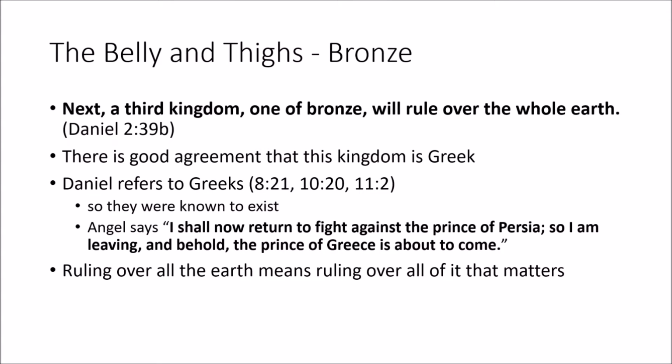And it says, next, a third kingdom, one of bronze, will rule over the earth. And all of the people who study this prophecy have a pretty good agreement that this is talking about the kingdom of the Greeks, kingdom of Greece. And Daniel actually was aware of the Greeks. We don't see much mention of them in the Bible, but there is a little bit of a mention of them. And there's an angel in one of the books of Daniel that talks to Daniel about this.